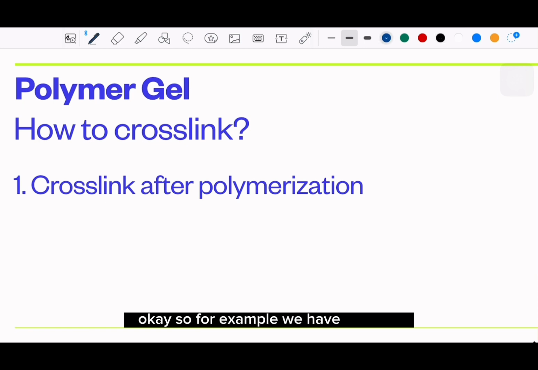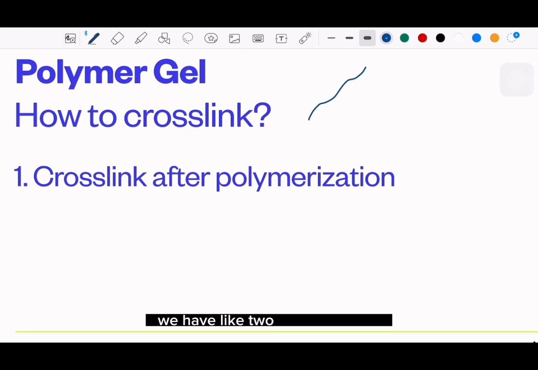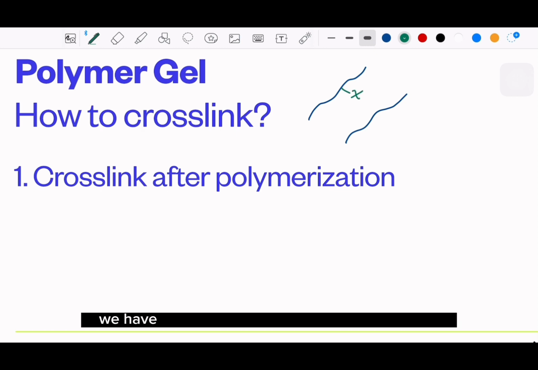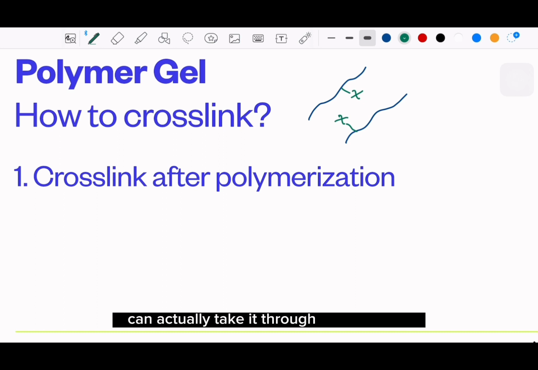So for example, we have two chains like this, okay? And perhaps within this chain, we have some components that can be activated. And when we activate that, maybe here is another one here. So when we activate this component, we say it's cross-linked. How to activate? It can be activated through some energy, like temperature. If we increase the temperature, if we give light, okay.